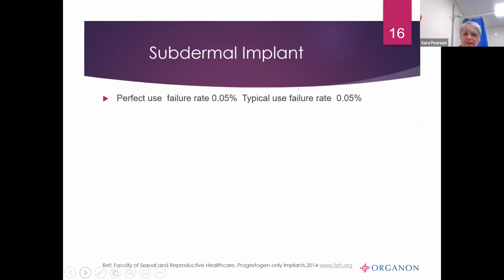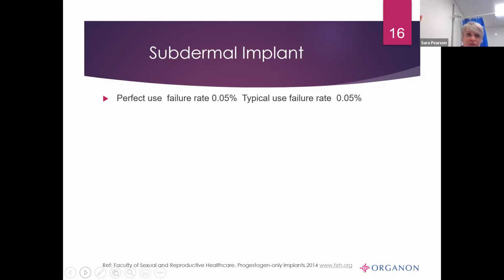And then the subdermal implant: perfect use 0.05%, typical use is the same. This is a 3-year method, which is classified as a fit and forget. So once it's in, it's not user dependent. The only time it becomes user dependent really is when it expires and the patient needs to have it changed within the right time frame.